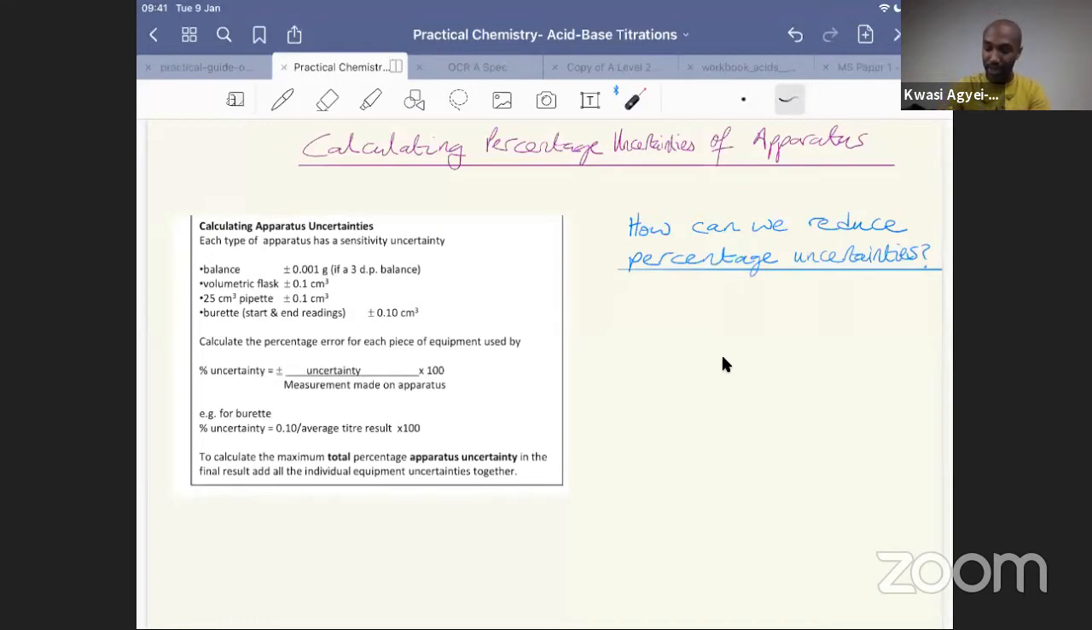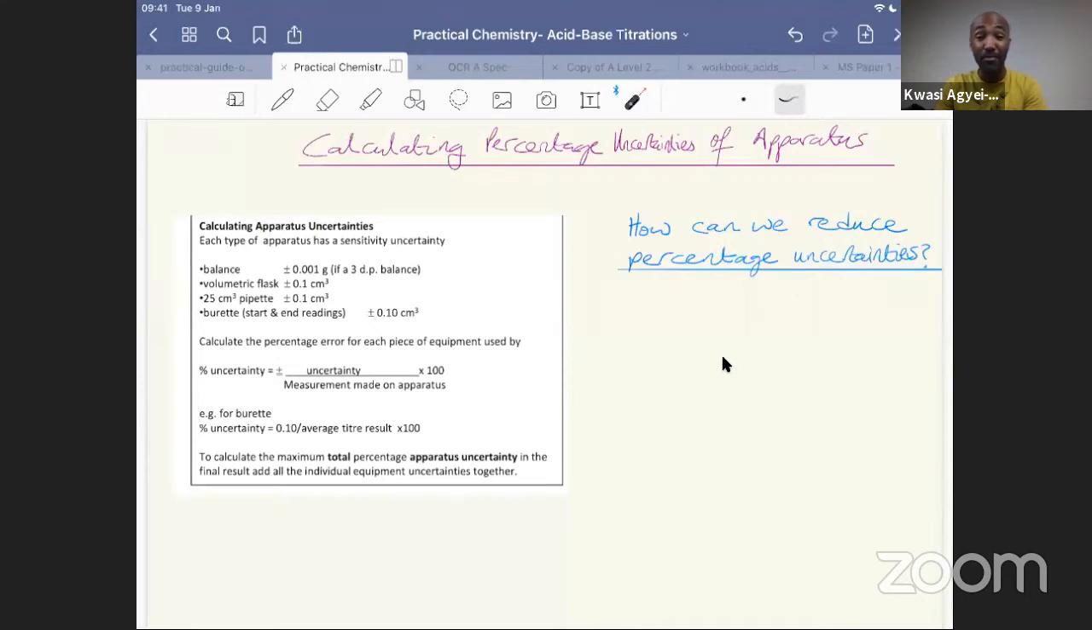The percentage uncertainty is simply the error, which is plus or minus whatever instrument we're looking at, so plus or minus 0.001 for your balance, and the measurement made on the apparatus. So if you weighed 5 grams, for argument's sake, say you don't do it by subtraction, so you just look at the reading on the balance, then it would be 0.001 divided by 5 times 100 to get you the uncertainty.